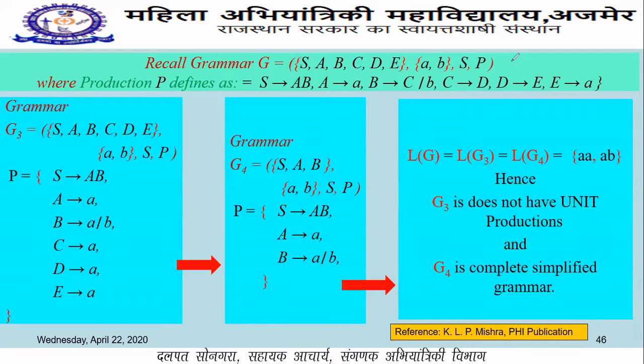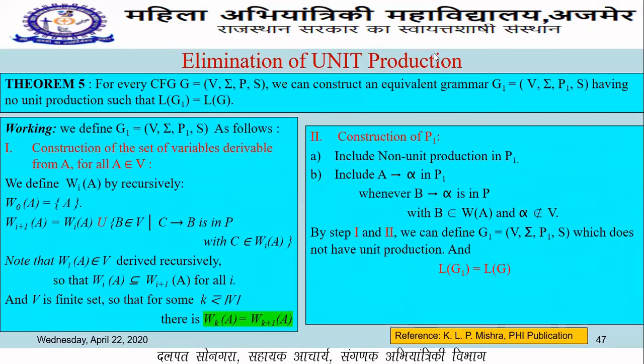Okay, so next we go for one theorem that is always used to eliminate unit production. For the simplification of context-free grammar, we have to use other theorems also, as discussed in our previous lecture. So here we discuss one theorem that is used to eliminate unit production. Suppose we have a given grammar G and we have to construct a corresponding grammar G1 that does not have the unit production, and the language of G1 and the language of G should both be equal.